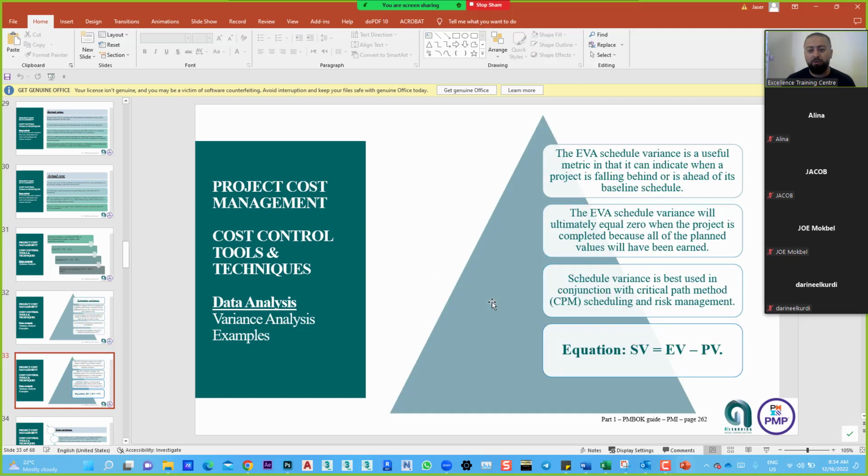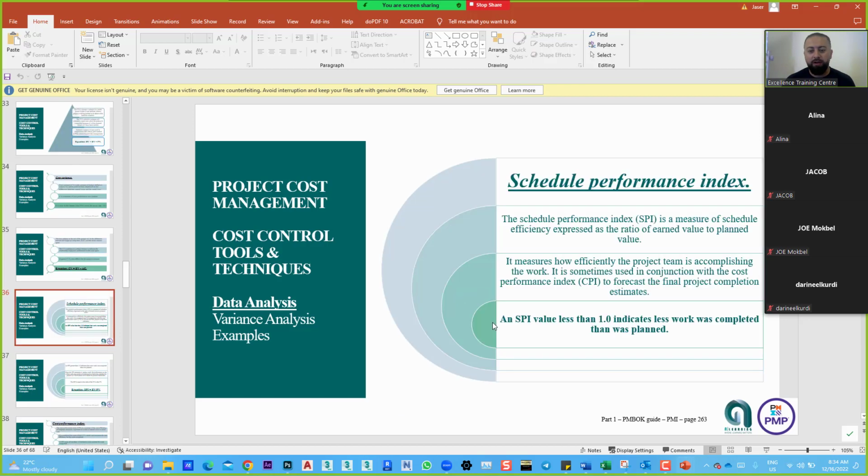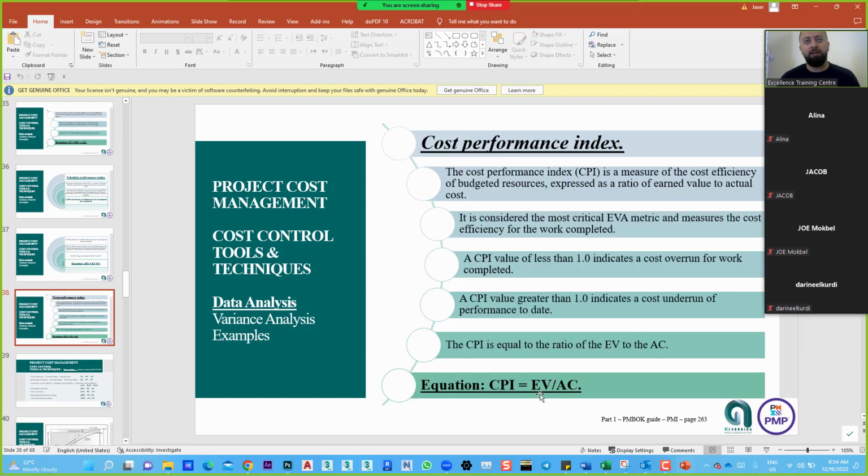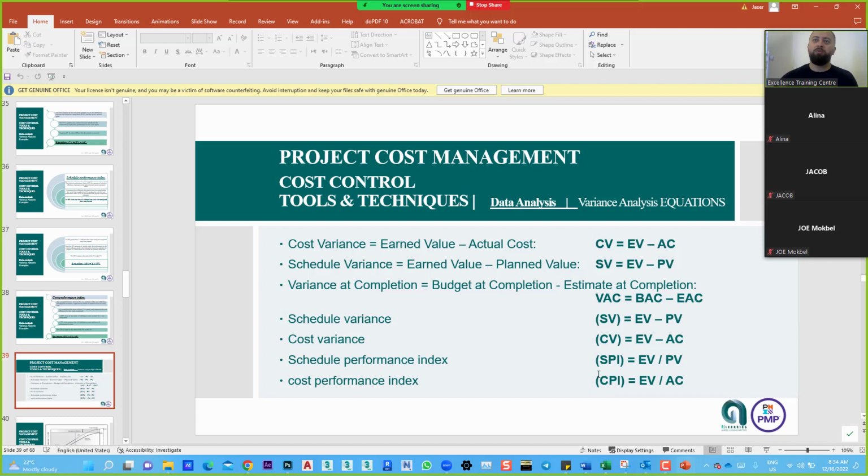Now we will come to know all of those. Those are some definitions. We have covered them already. And we have the schedule performance index, earned value divided by planned value. Always in the equations of variances, the EV will come first. The cost performance index will also be the EV divided by the AC, which is the actual cost. And this will be, if you have more than 1, a positive impact, less than 1, a negative impact on the project for both. Cool?